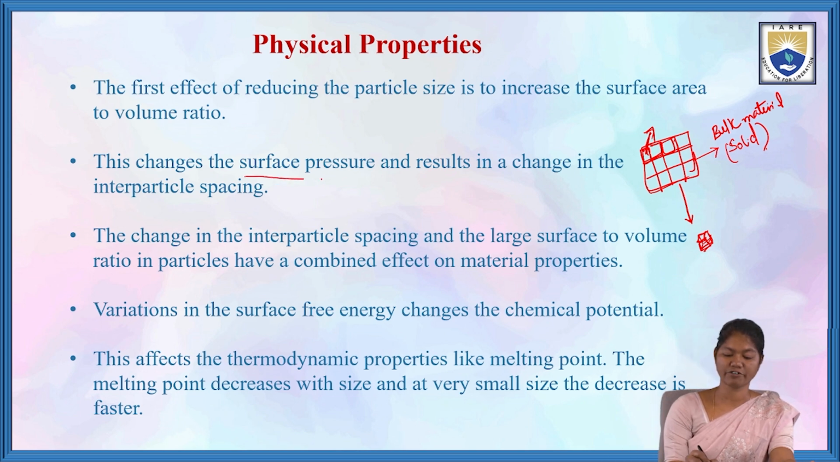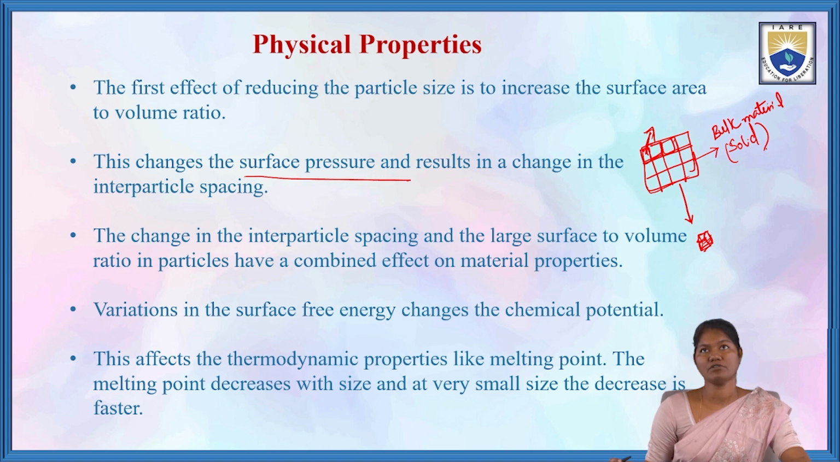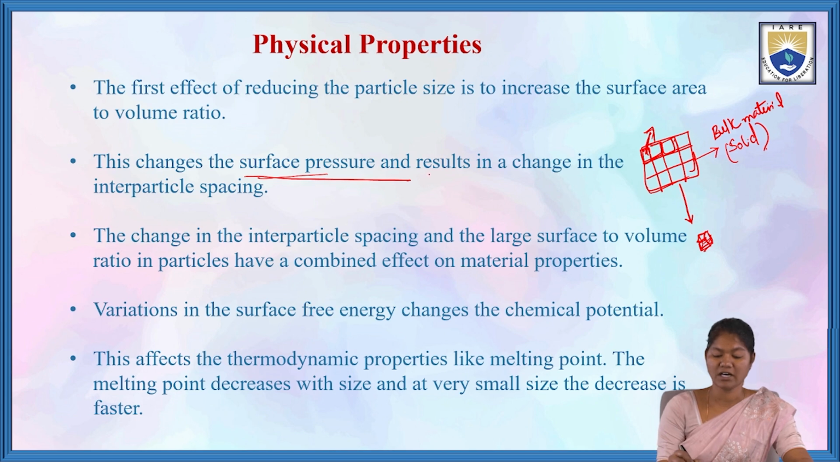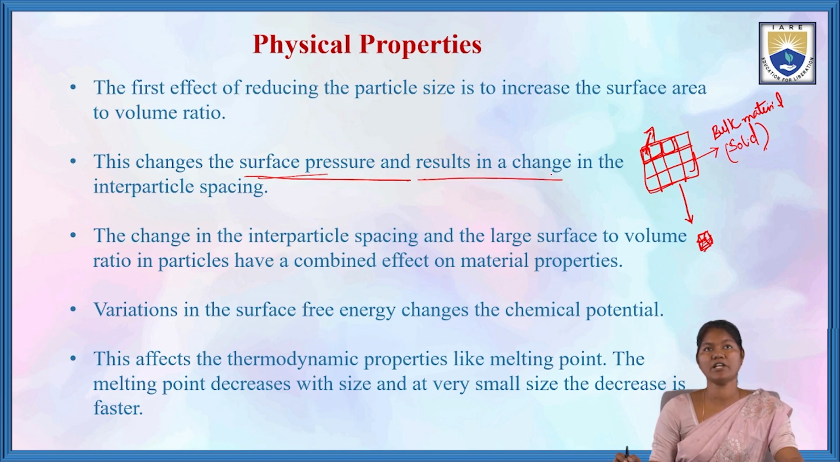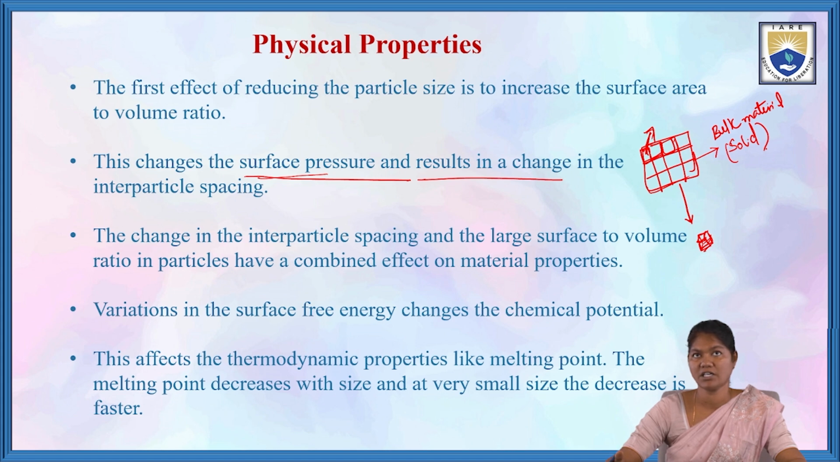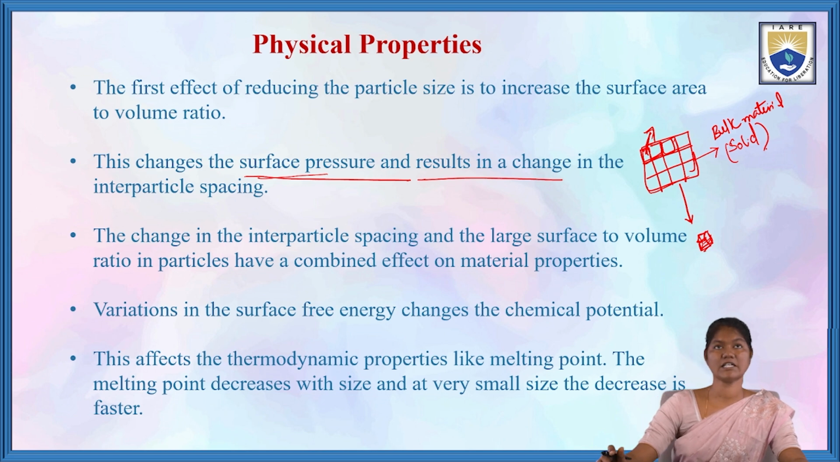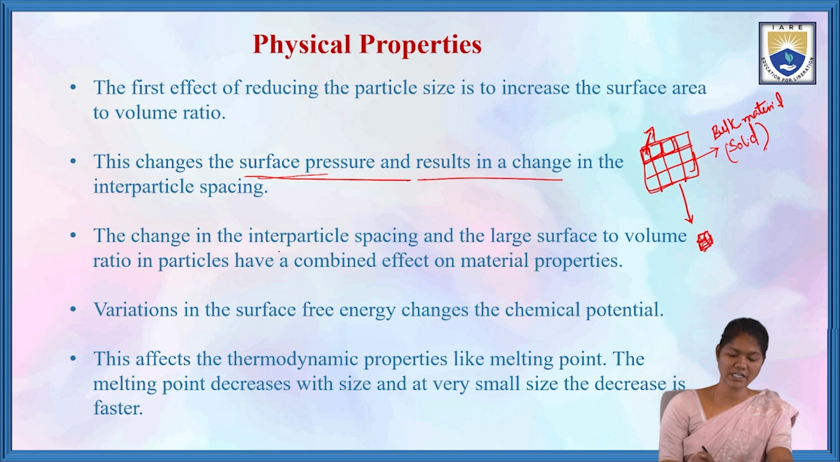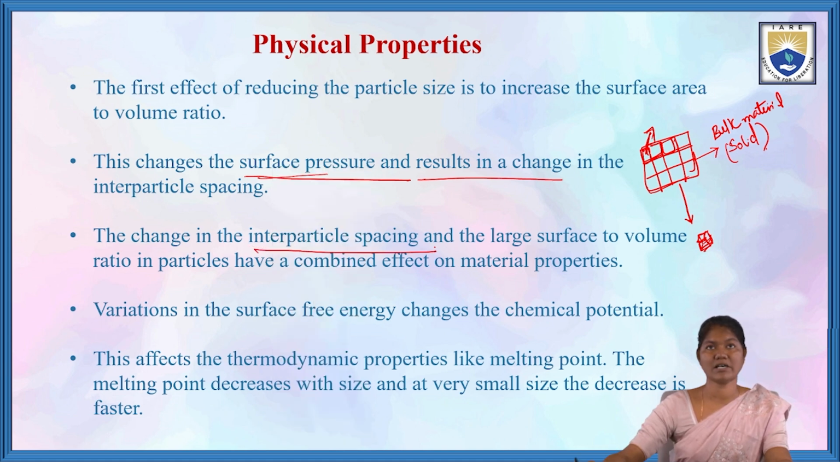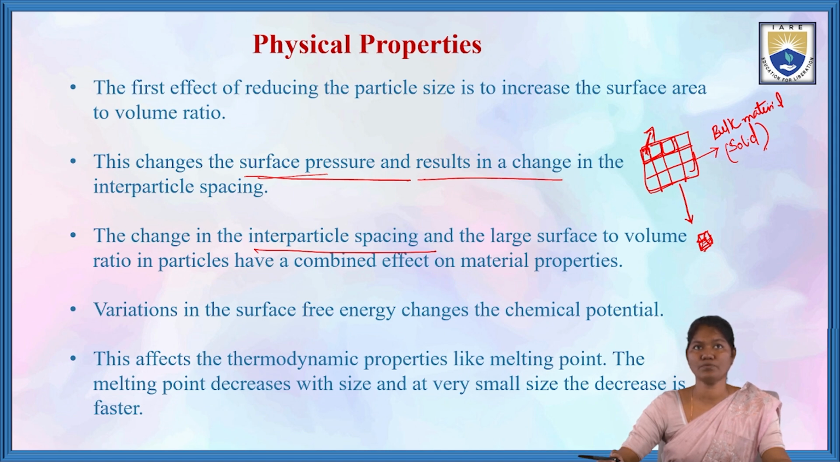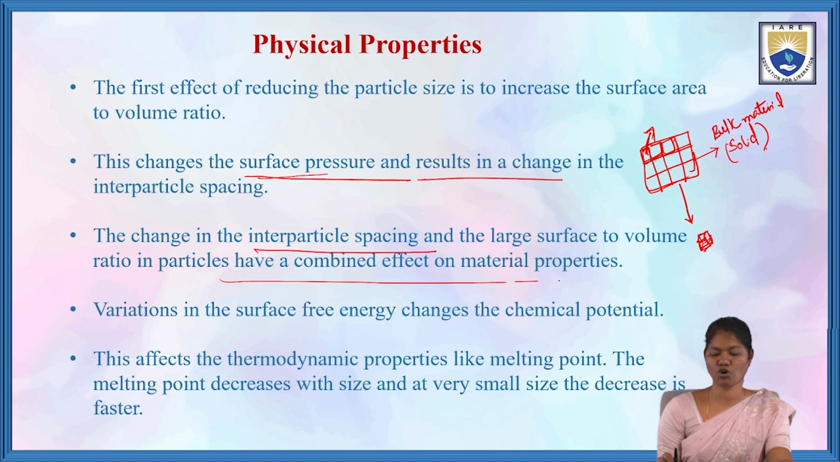So this changes the surface pressure. Because of the increase in the surface area to volume ratio, the surface pressure changes, so that it results in a change in the interparticle spacing. So when the surface area is increased, the surface pressure changes, and because of the surface pressure change, there will be a change in the interparticle spacing. The change in interparticle spacing and the large surface to volume ratio in particles have a combined effect on material properties.